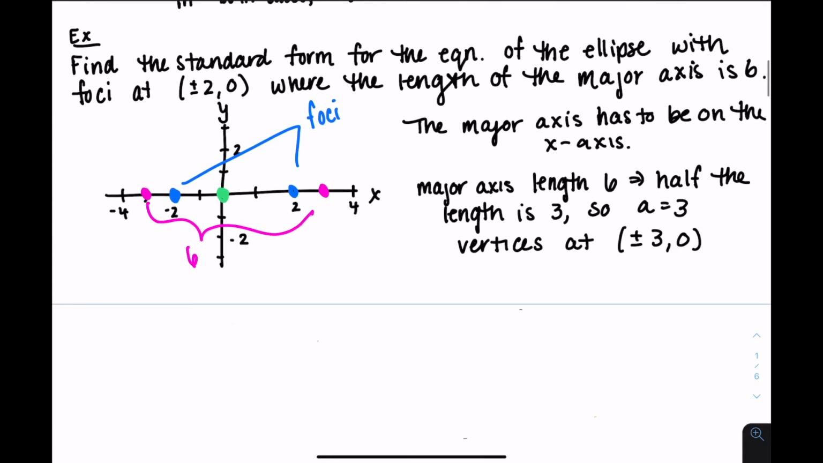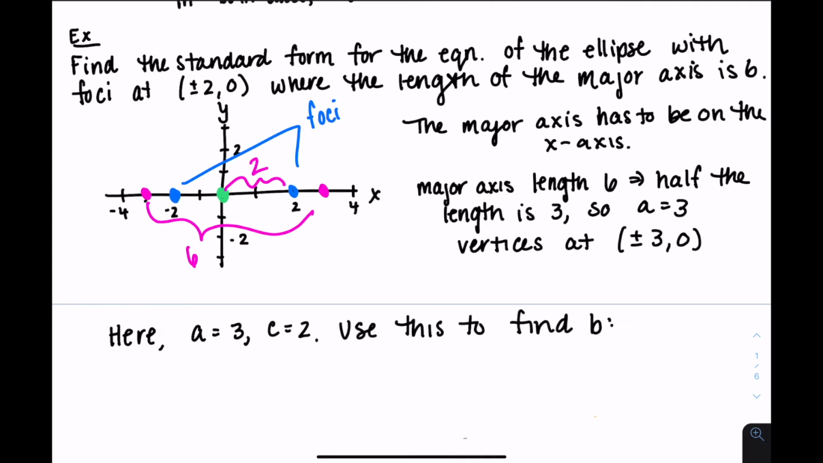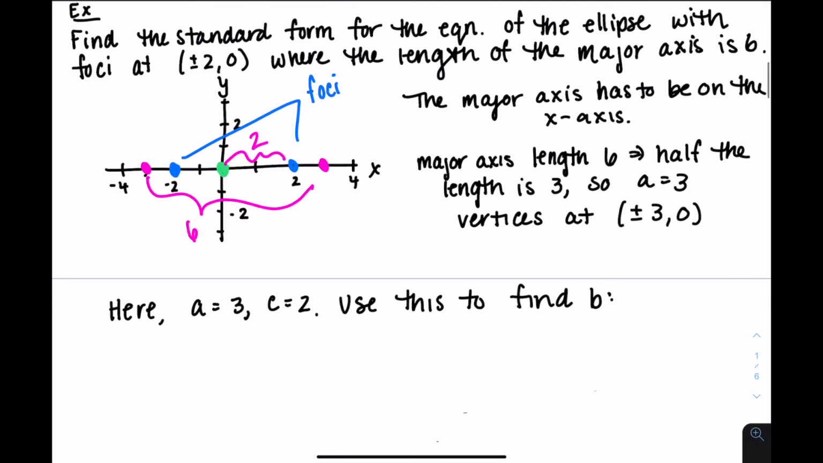So I'm going to pick out all my information. A is equal to 3. C is going to be that distance out to the foci, so that's this distance here, which is 2. And then I need to figure out what B is to figure out what goes underneath y. And so we're going to use those to find B.